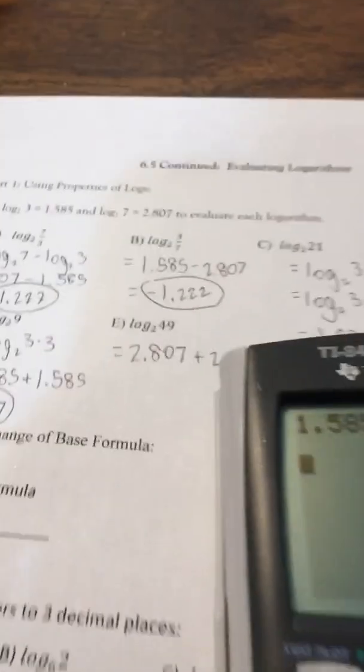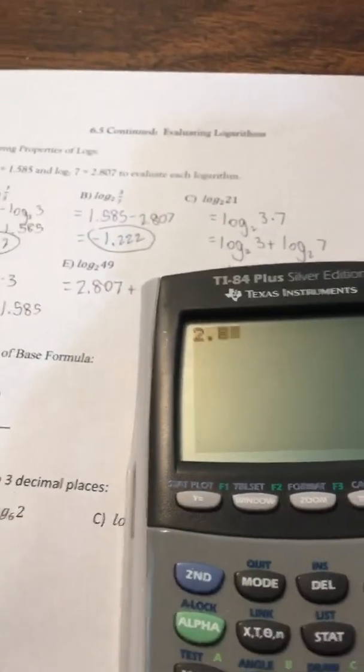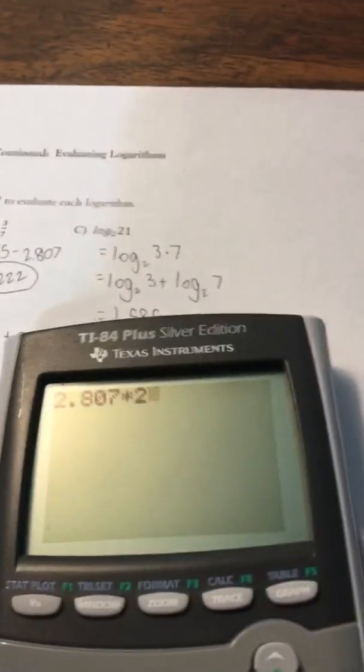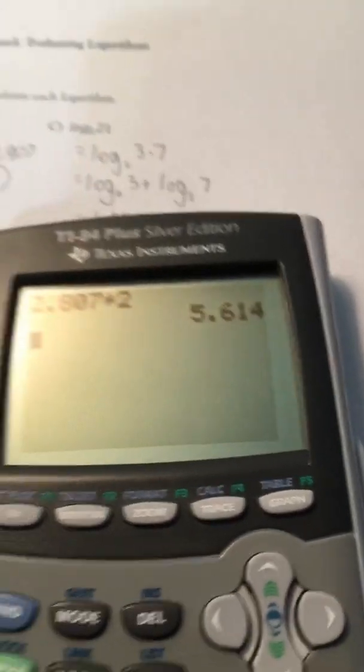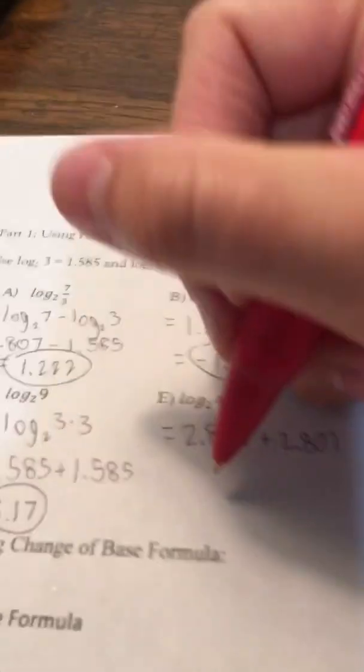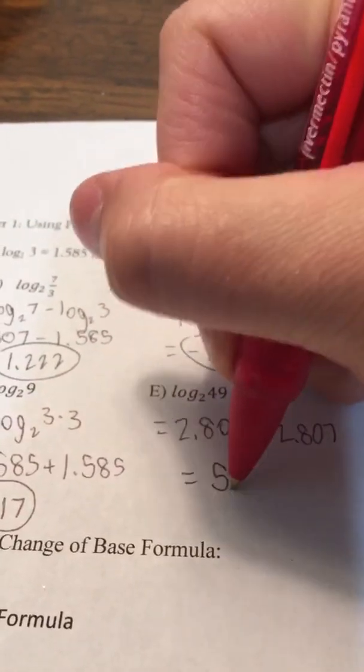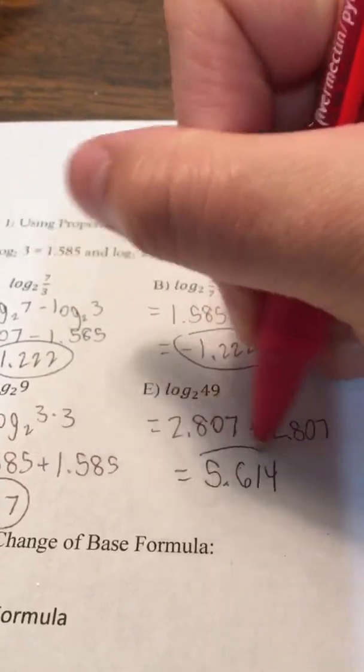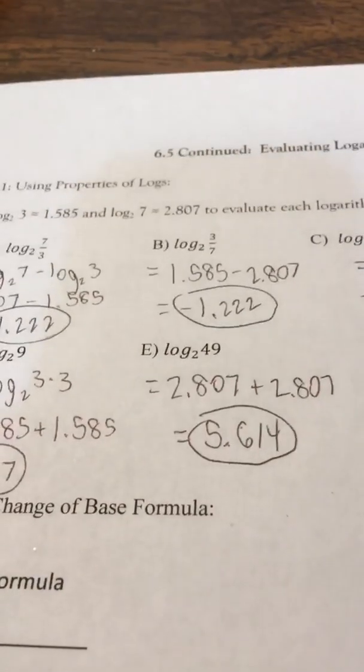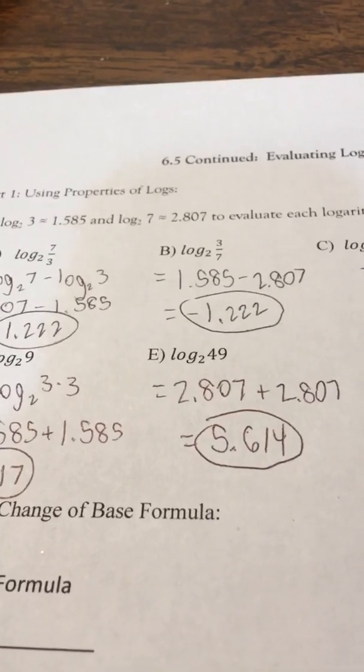And that will give me, let's just multiply by 2, 5.614. So that is evaluating logs using the properties of logarithms.